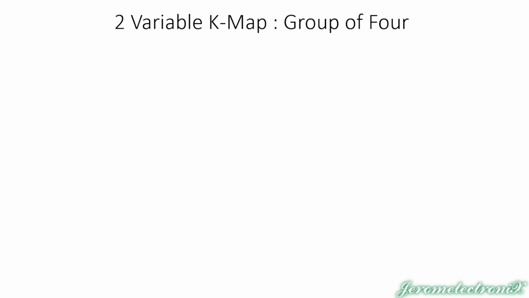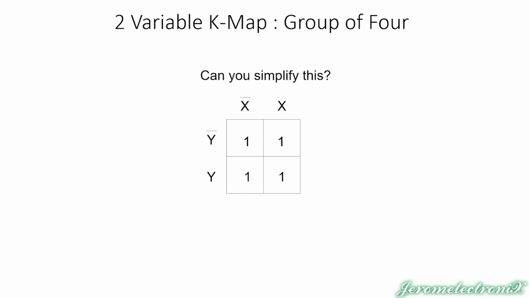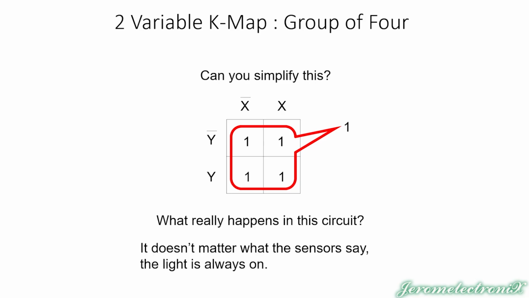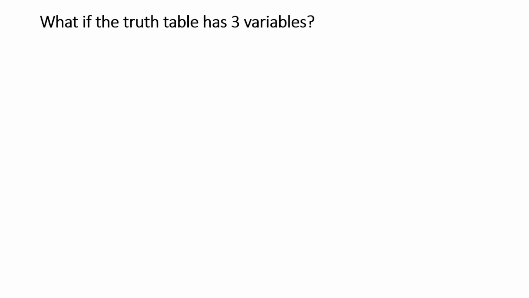Here is a 2-variable K-map group of 4. How does this simplify? Well, you can implicate all 4 ones. No matter what the inputs tell you, the output will always be 1. We don't need to use a variable for the output because a solid value is always better if we can get it. So what really happens in this circuit, it doesn't matter what the sensors say. If it's a light, it's on. If it's a flashlight, it's a flashlight with a switch stuck on. If all the cells have a 1, the output is a 1.